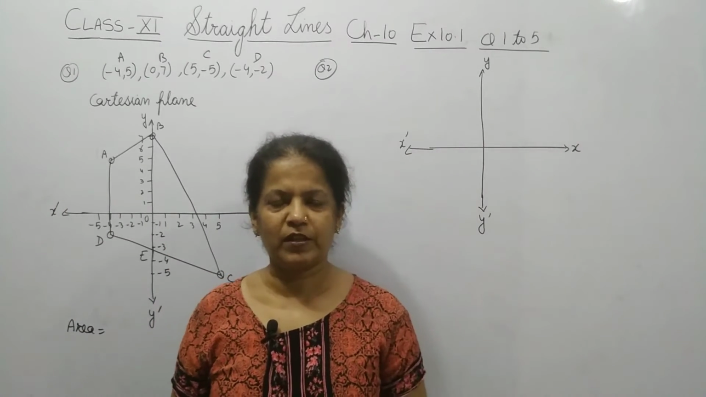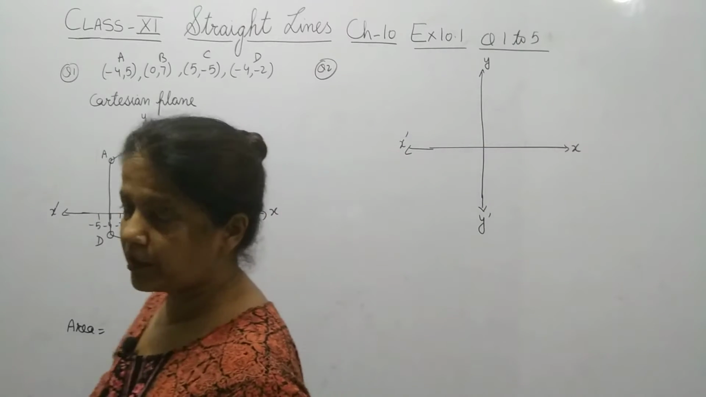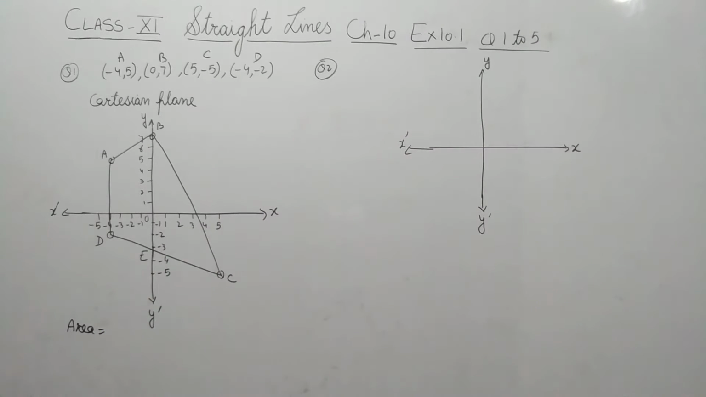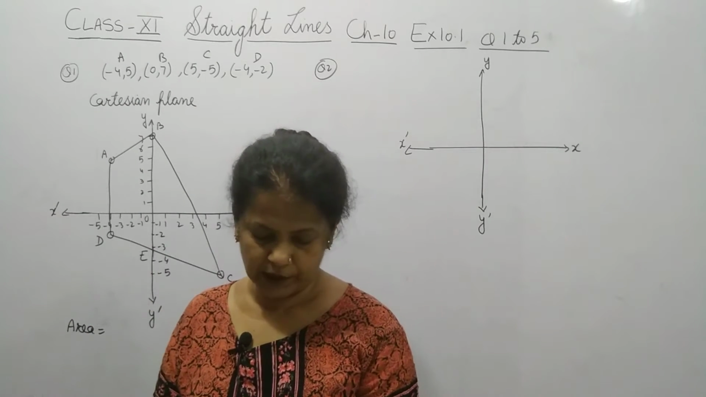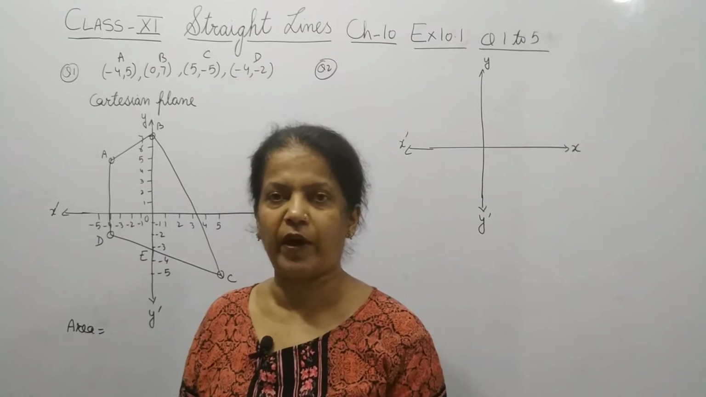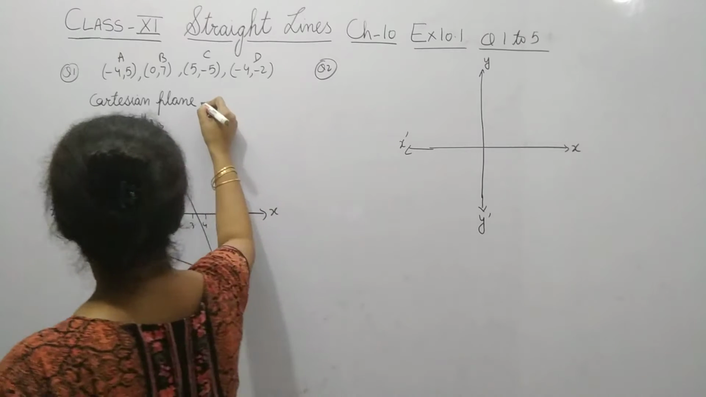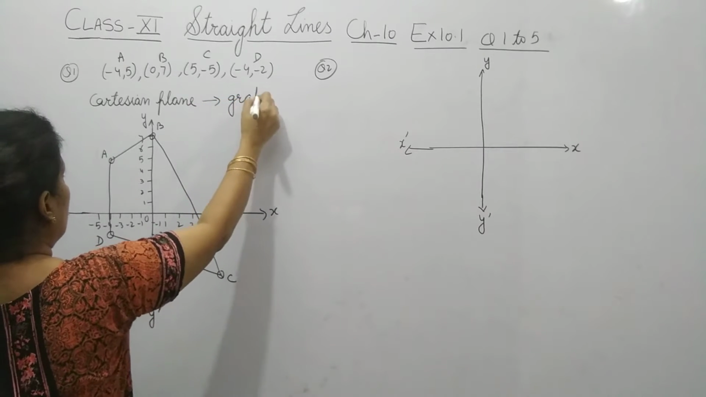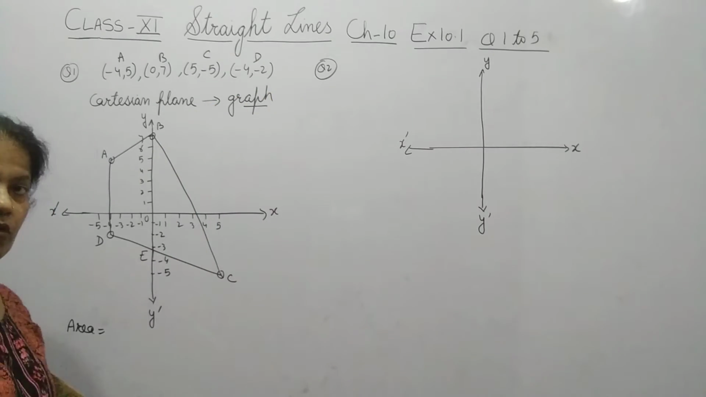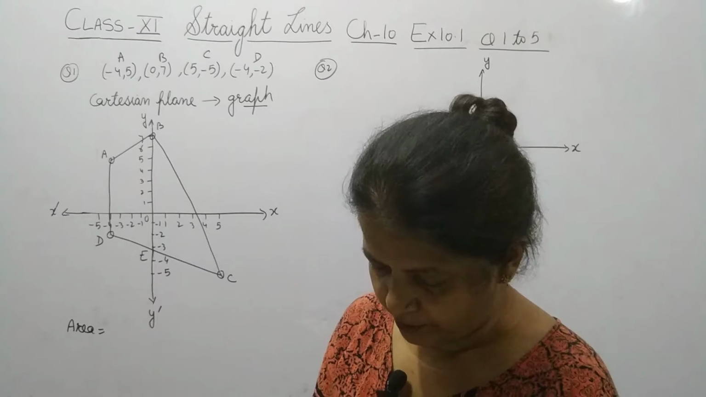Welcome back with exercise 10.1. In question 1, they have asked, draw a quadrilateral in the Cartesian plane whose vertices are given, and also find its area. Cartesian plane means on the graph you have to draw. So on the graph you have to draw with the vertices given.